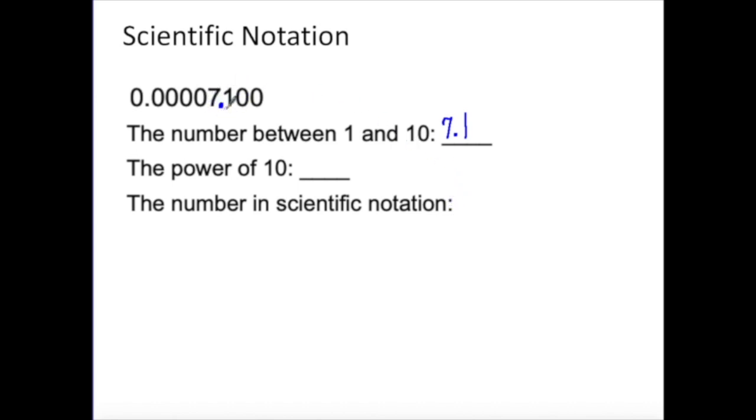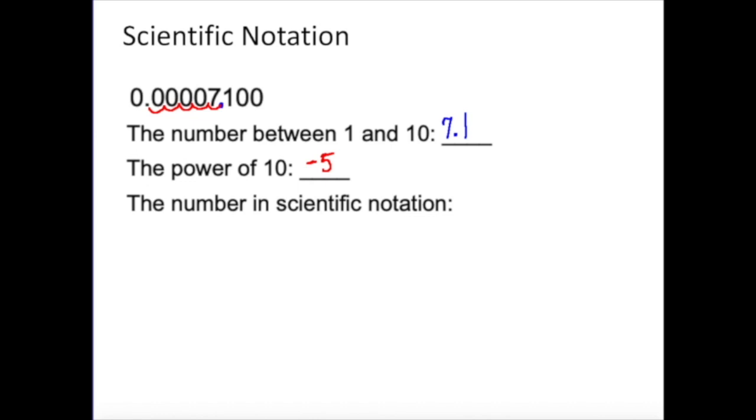Make sure that you rewrite this and look at it carefully to make sure that it's between 1 and 10. All right, so now we need to count the power of 10. So I'm going to start with the decimal, and I've got to go until I get right behind my 7. 1, 2, 3, 4, 5. So my power of 10, I moved it 5 spots, but now let's remember, we moved backwards. And so that is going to be a negative 5.